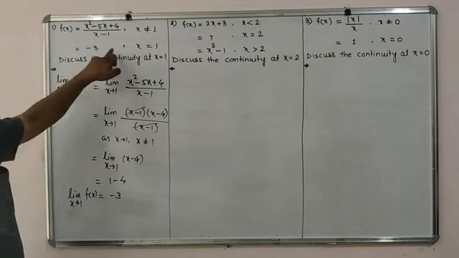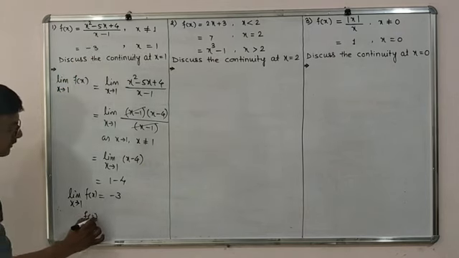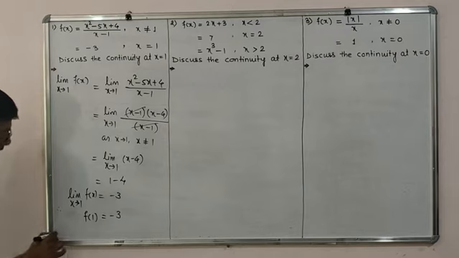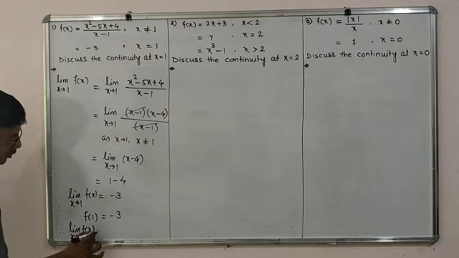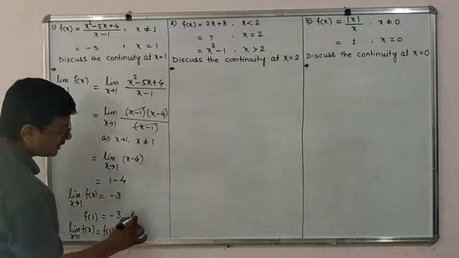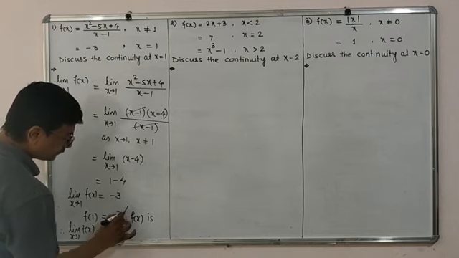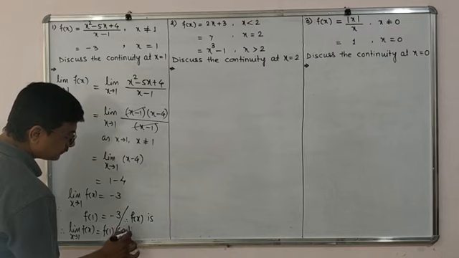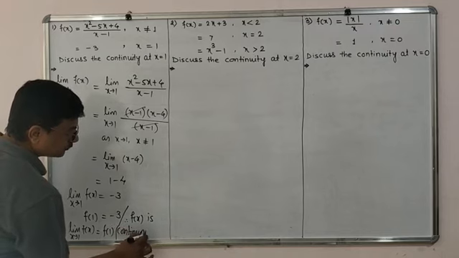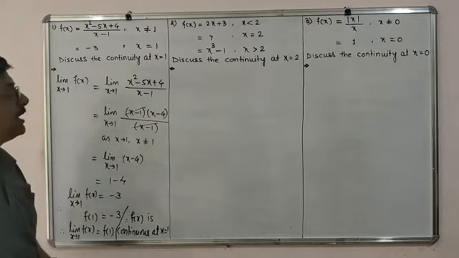Now here, minus 3 for x is equal to 1 means f of 1 is given directly as minus 3. Therefore limit of f of x as x tends to 1 is equal to f of 1. Therefore f of x is continuous at x is equal to 1. This is the first example.